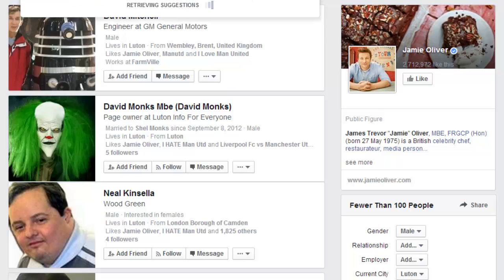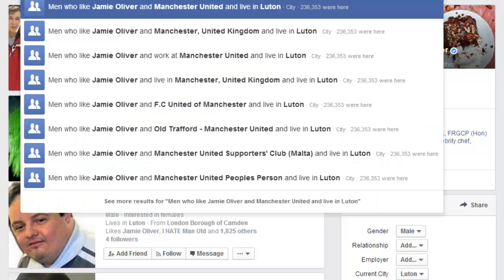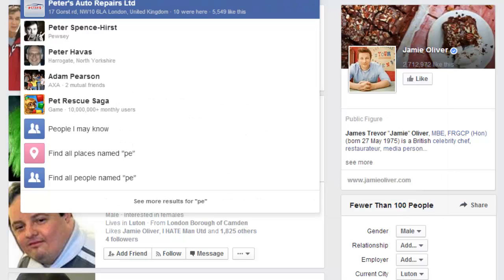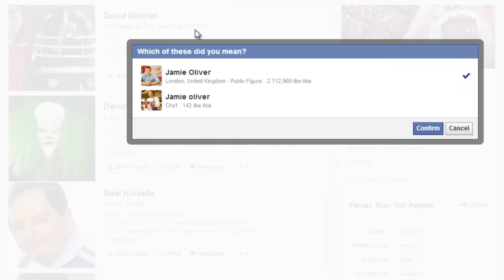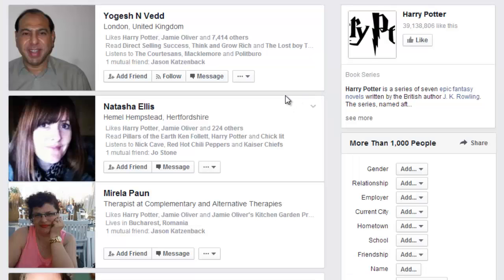I mean, one other search. Let's do people who like Jamie Oliver and who like Harry Potter as an example. There's the search, so we'll just click on it, confirm that I've got the right Jamie Oliver, and again there's over 1,000. I could pare that down by clicking on these boxes, but you get the idea.